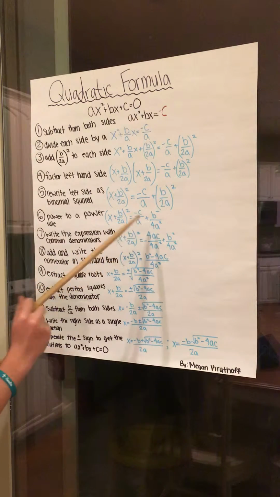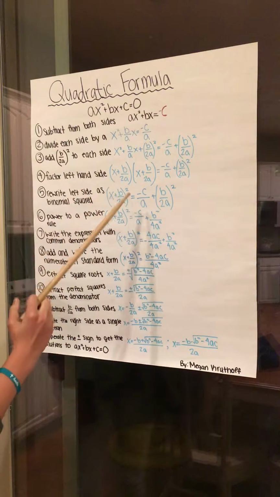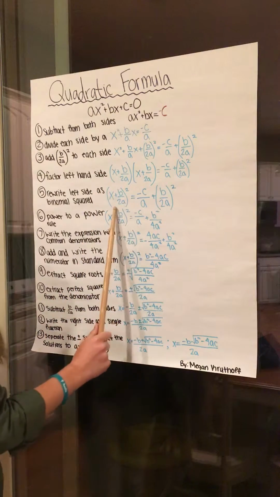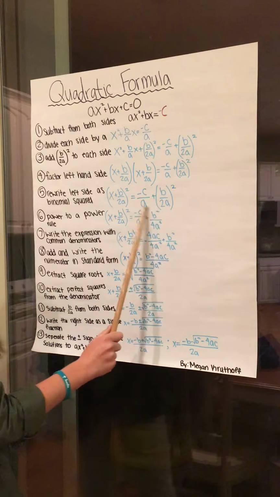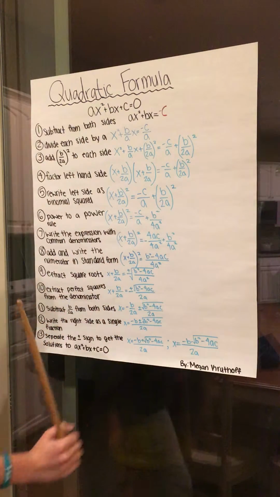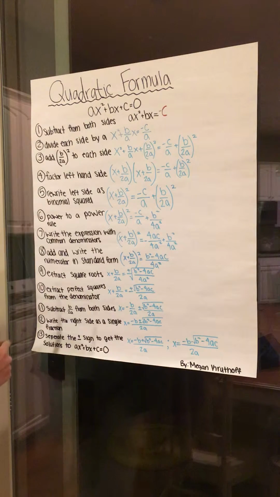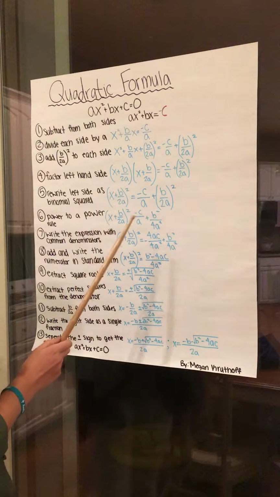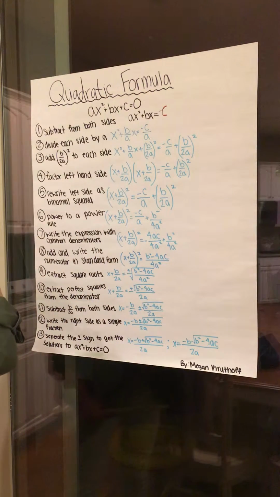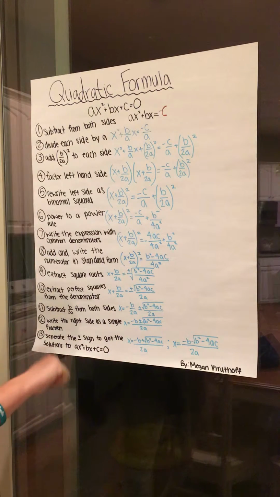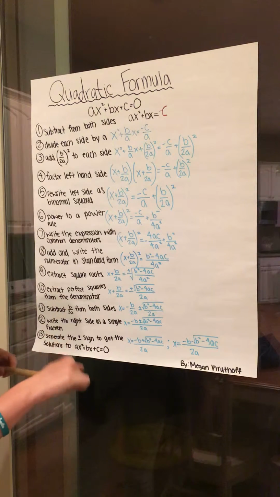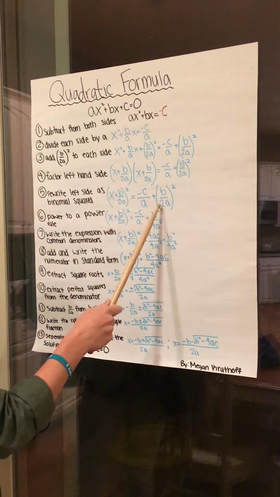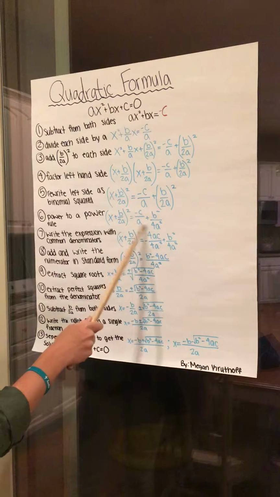So the left side is going to be x plus b over 2a squared, and then the right side is going to be negative c over a plus b over 2a squared. And then the sixth step is to apply the power rule. So you're going to do x plus b over 2a squared equals negative c over a plus b squared over 4a squared, because you're going to square the 2a, so it would be 4a squared.